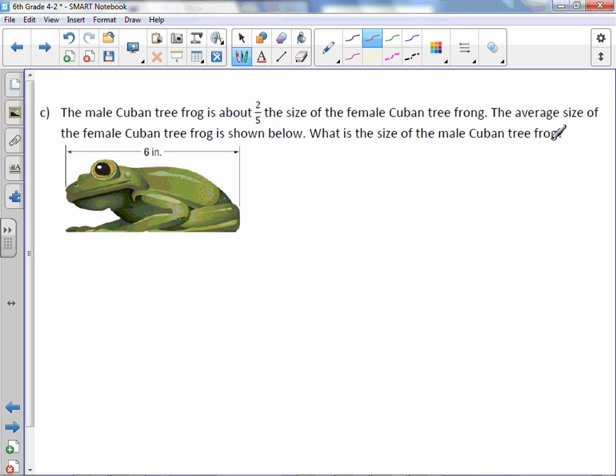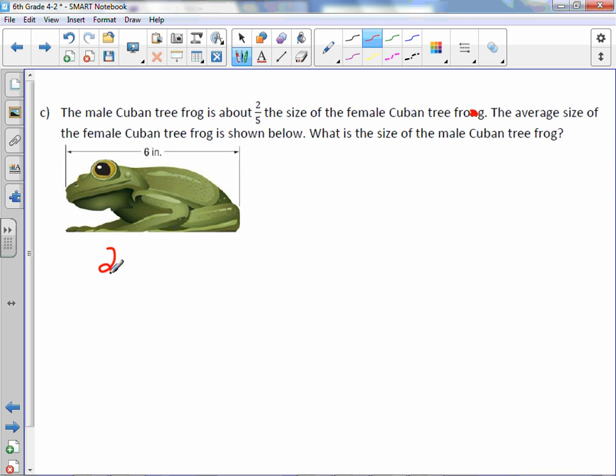The male Cuban tree frog is about 2/5 the size of the female Cuban tree frog. The average size of the female Cuban tree frog is shown below. What is the size of the male Cuban tree frog? And there's a typo there.